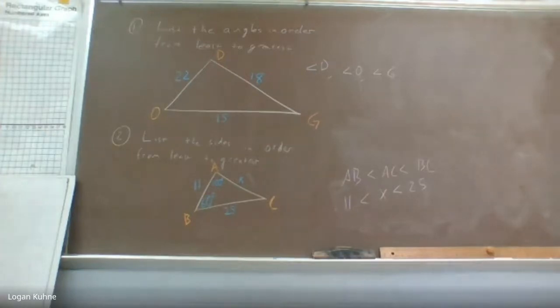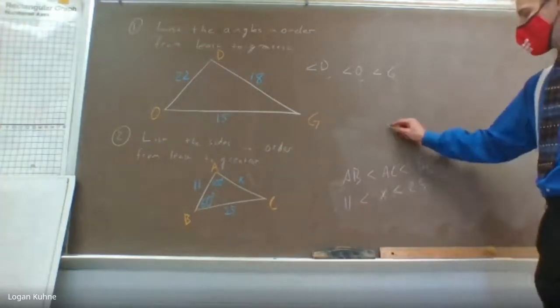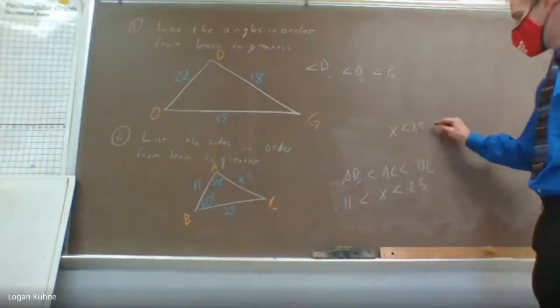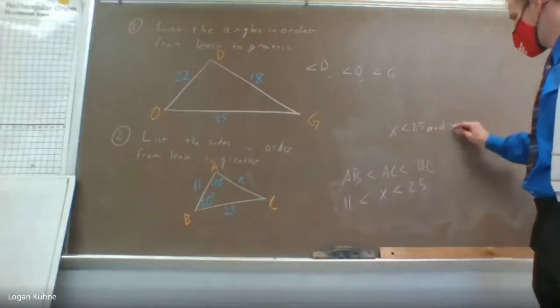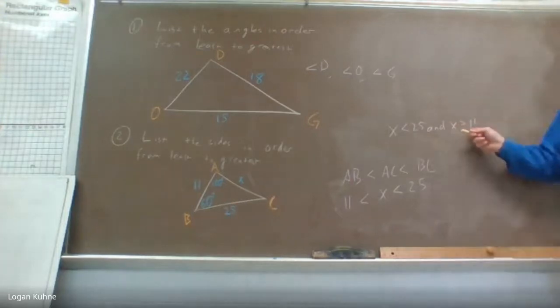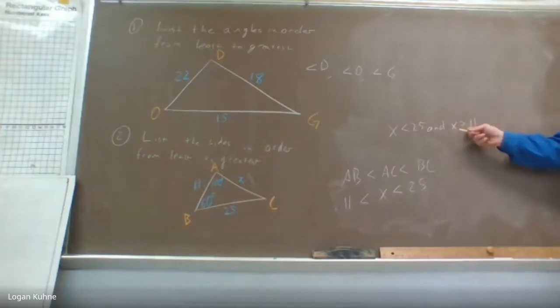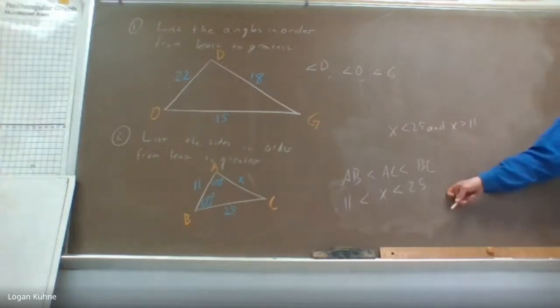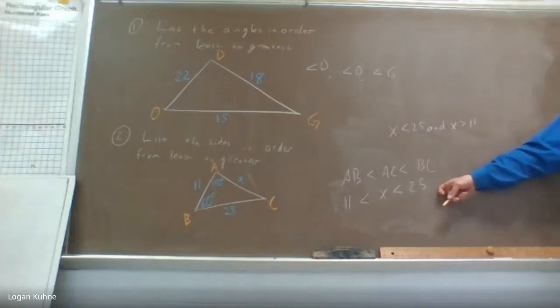Okay. Now, some people don't like to write it like this. Some people like to write, hey, X has got to be less than 25 and X is greater than 11. Is this okay? Everyone's like, I don't know. Is this a trick question? Yes, this is fine. But if you're one of those people that are like, I don't want to write that, I don't even type full words when I'm texting, give me the short version, Mr. Kuhne. That's perfectly fine. Okay? So make sure you have the less than or greater than signs going the right way.